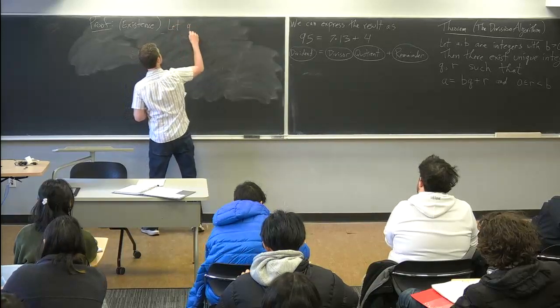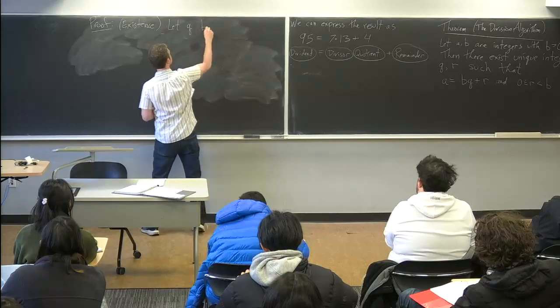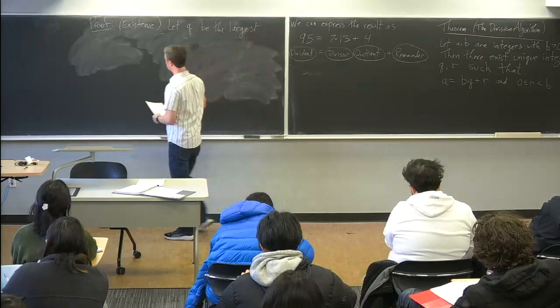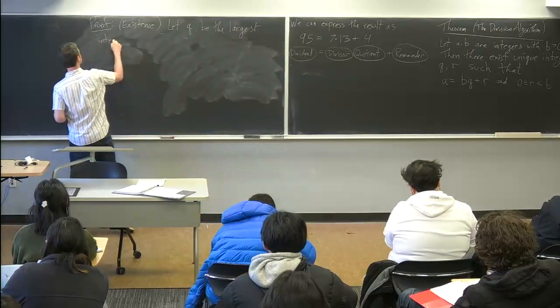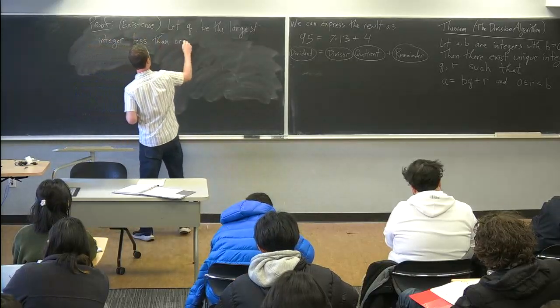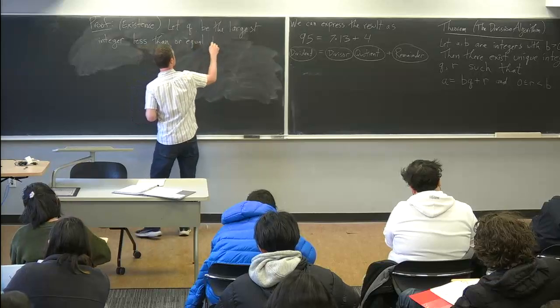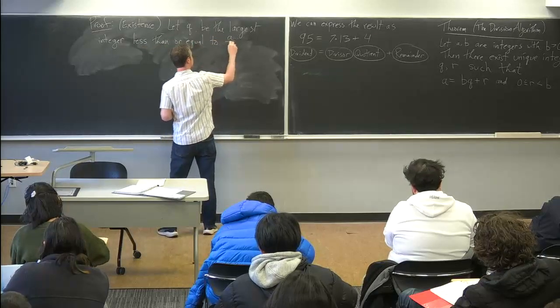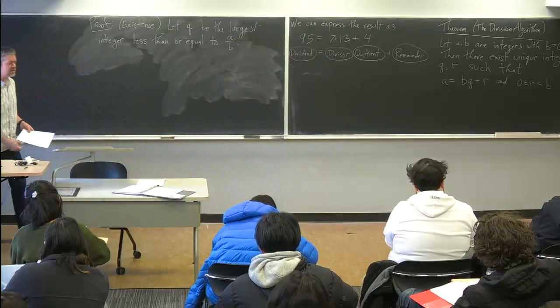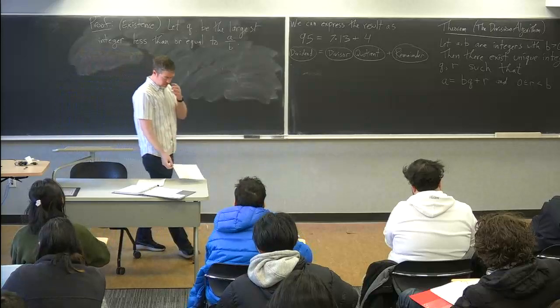let Q be the largest integer less than or equal to the actual quotient of A over B, which is not an integer necessarily, right? That's something that should be some rational number.